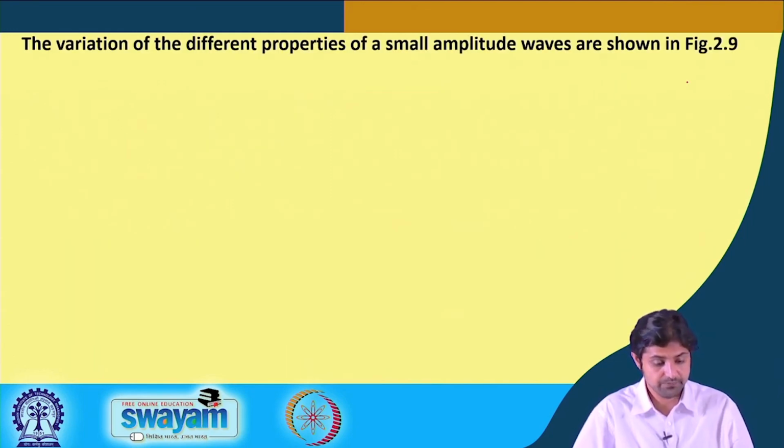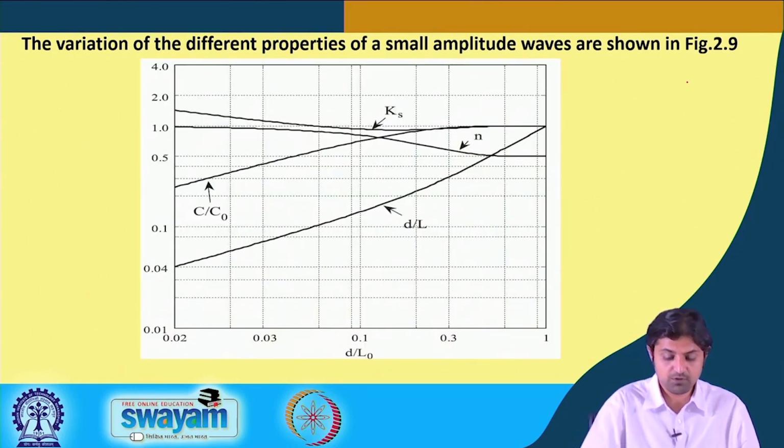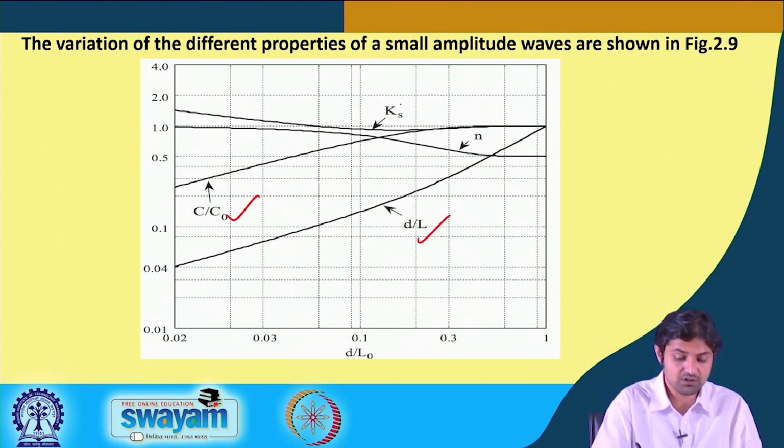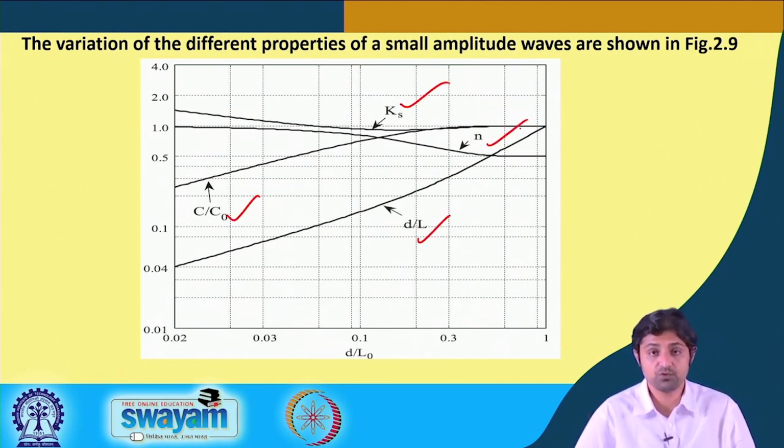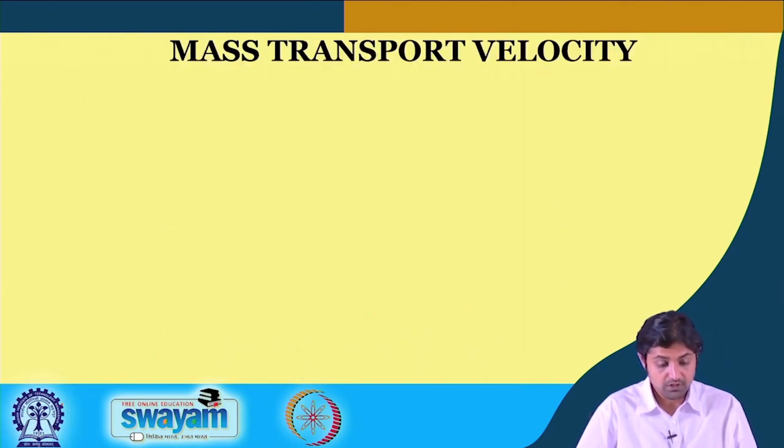All right. So, the variation of different properties of small amplitude waves are shown in this figure. You do not need to pay too much attention, we have just plotted d by L, C by C naught, Ks and n, which you already know. Ks is the shoaling coefficient. All right. So, this is the last topic.